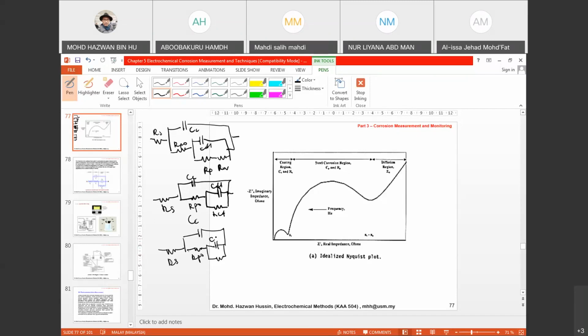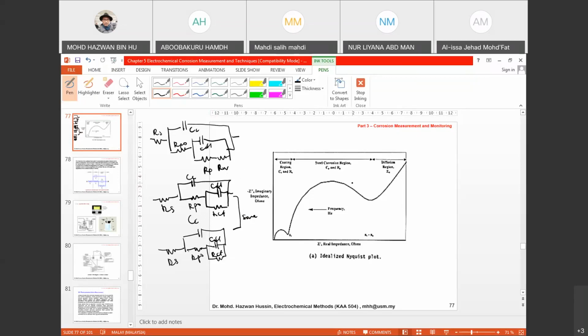Maybe this one is CDL, I guess. Hamda, this one is RCT. It looks almost the same design. Nazira also designed almost the same as Mahdi. And Liana also the same as what Mahdi showed.